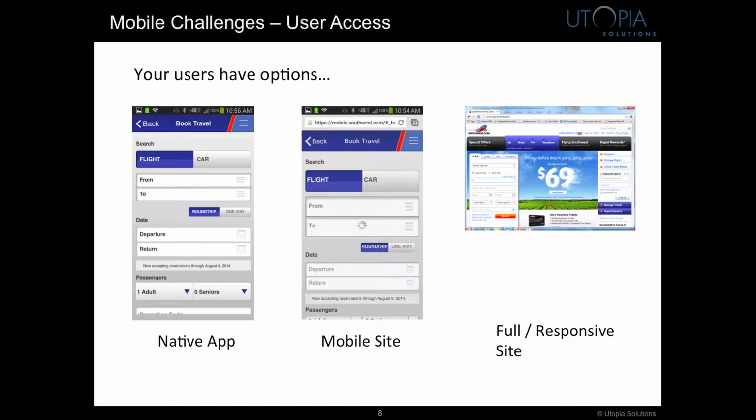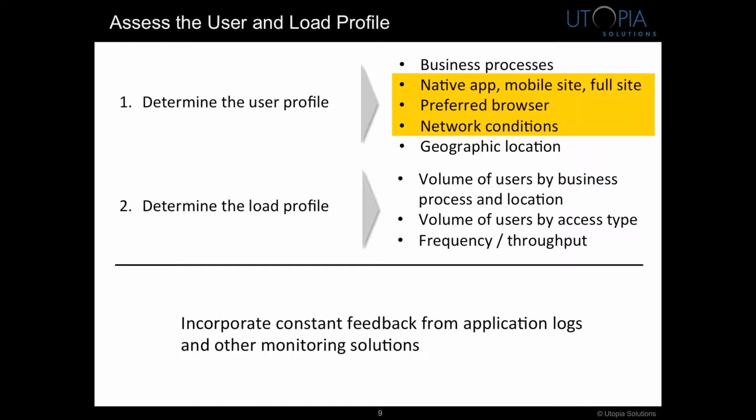So if our users have multiple options, we need to understand how they're accessing your system. So we need to assess the user and load profile. And getting the user and workload distribution right has always been a huge factor in getting value out of performance testing. These are essentially the inputs to your test. They, along with the test environment, will determine the value you get from the results.